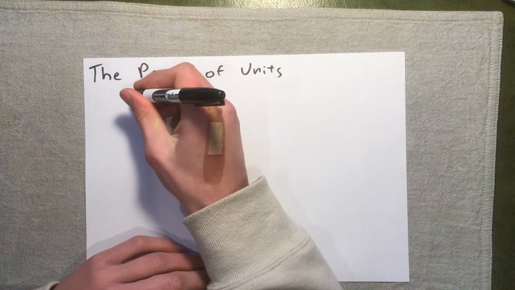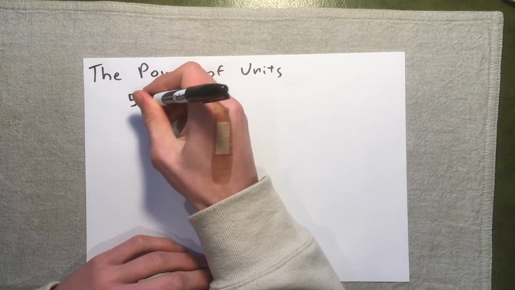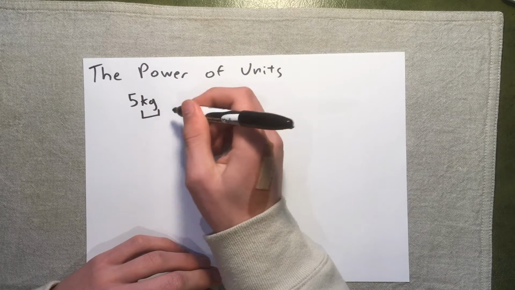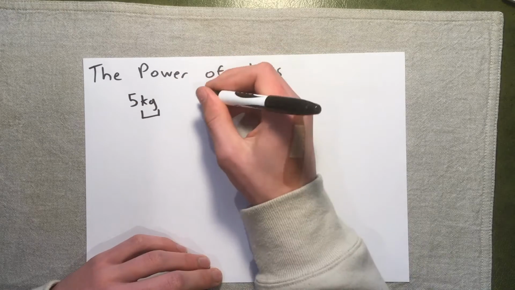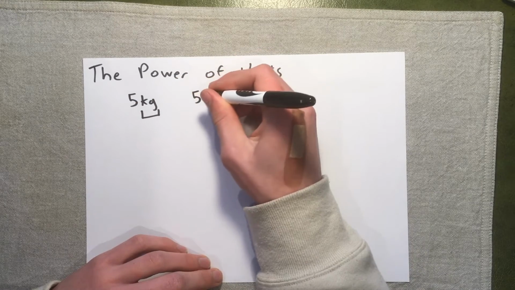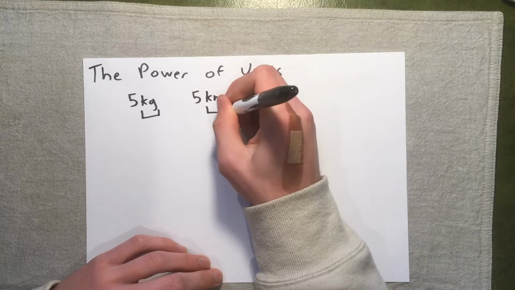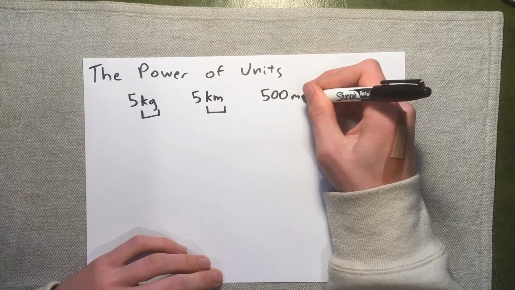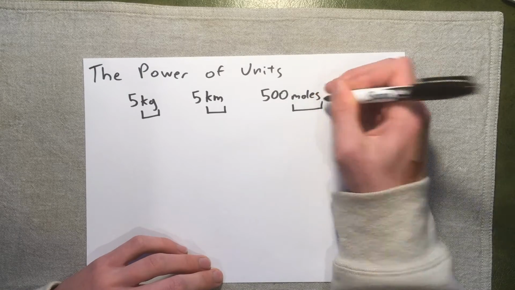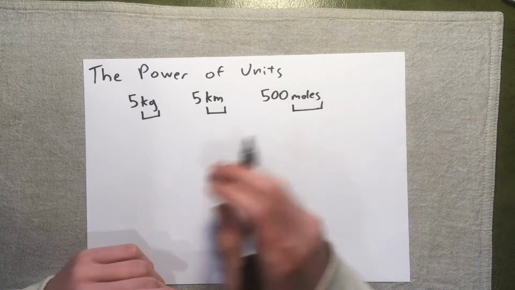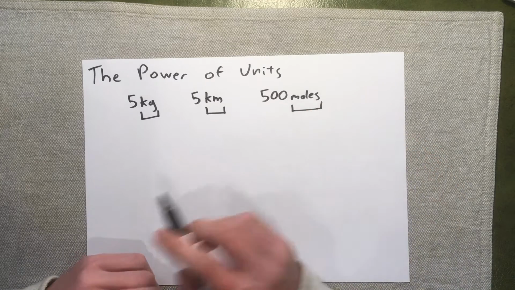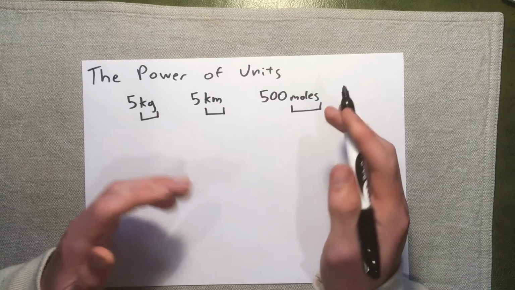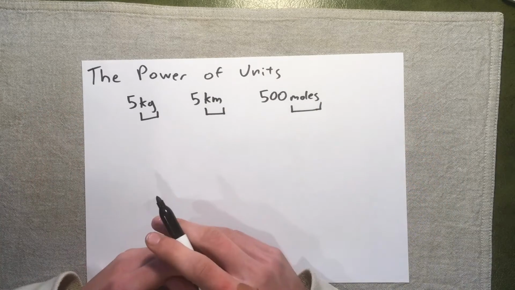Now, units, I'm sure you've seen them before. Units are the things that succeed numbers when you're dealing with measurements. So things like 5 kilograms, 5 kilometers, even in chemistry, 500 moles. All of these letters that succeed numbers are units. They give you an idea of what type of measurement you're dealing with.